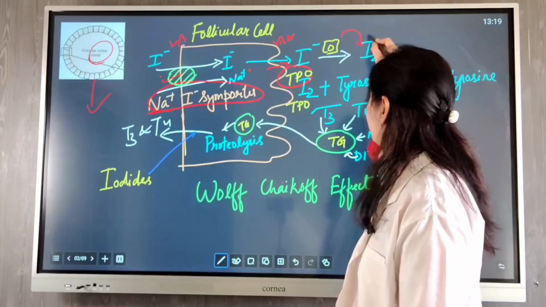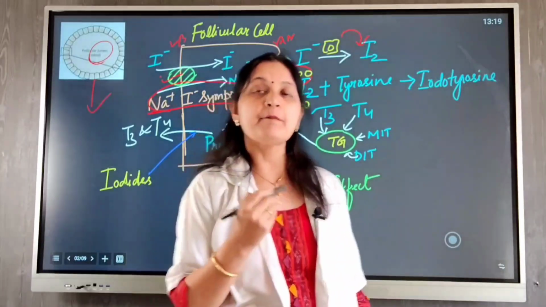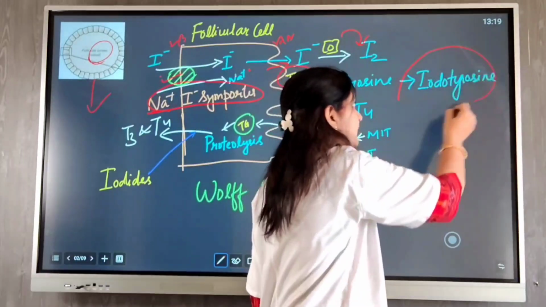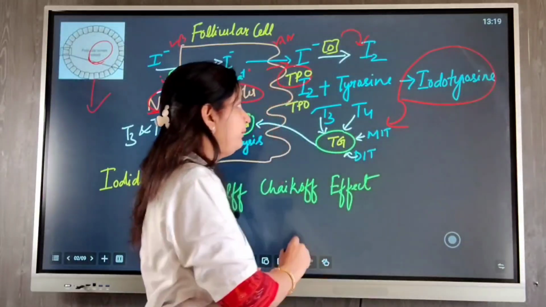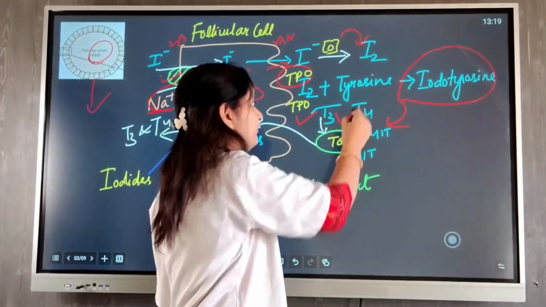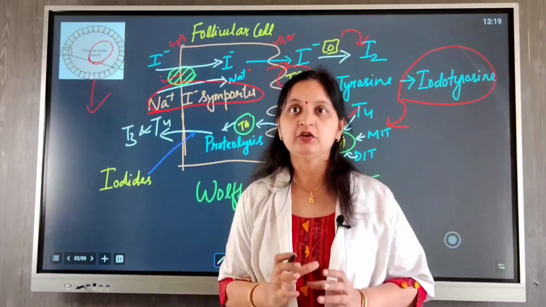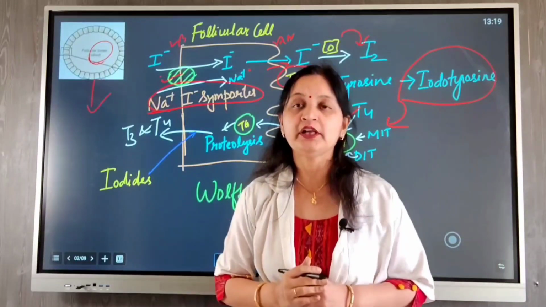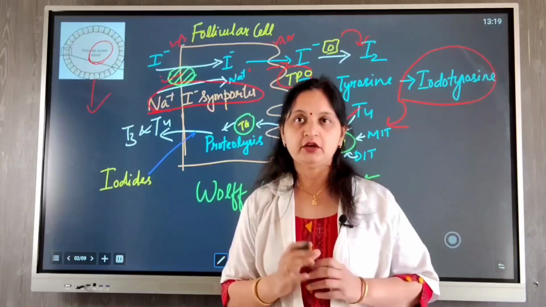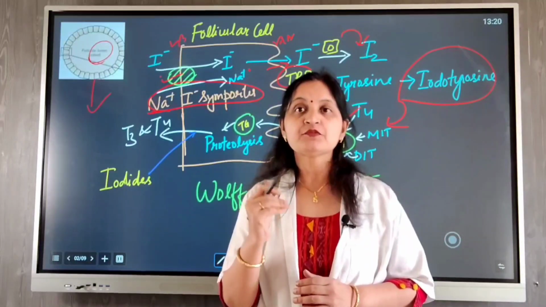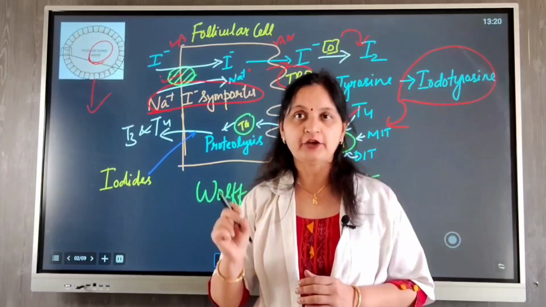So, iodine is formed, and iodine in turn combines with the tyrosine residues to form iodotyrosine. This in turn undergoes coupling to form T3 and T4 hormones. T3 and T4 hormones are attached to the thyroglobulin molecule and stored in the colloid. So oxidation, iodination and coupling are responsible for the synthesis of thyroid hormone.